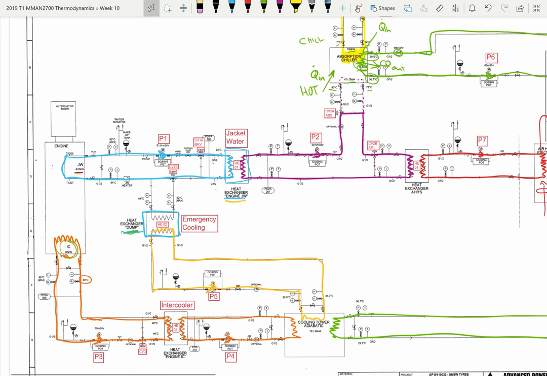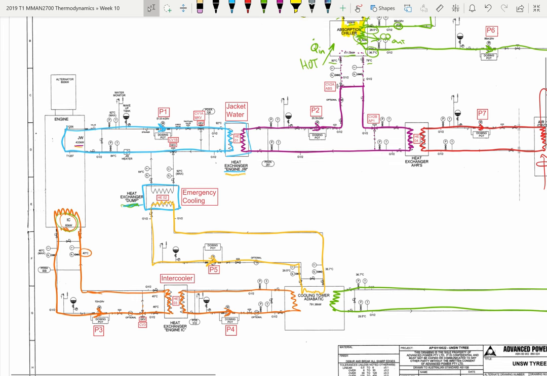turbocharger arrangement. It's my intention to also make a video about some of these components, some of the more complicated components, so that you'll have a bit of guidance in the analysis of them as well.